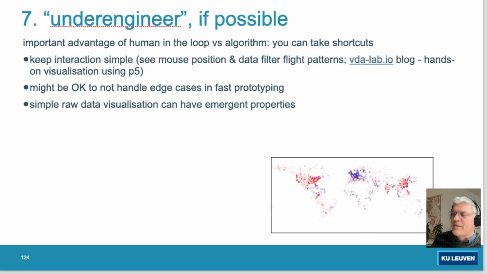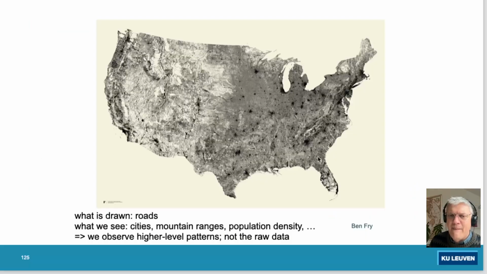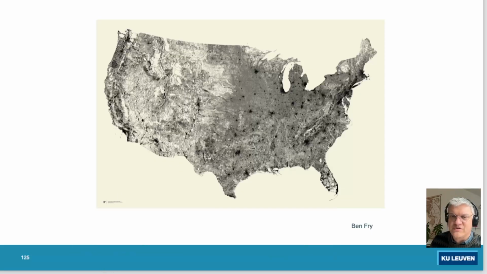Another aspect of under-engineering is actually just show the raw data. See how far you can get with just showing the raw data. I have an example here of a plot made by Ben Fry. And this shows clearly, I should have removed that. So clearly this shows the US, right? So we have the coastlines, we have the big lakes here.